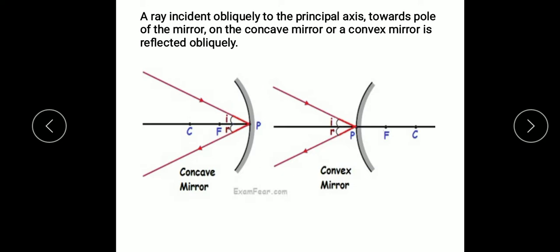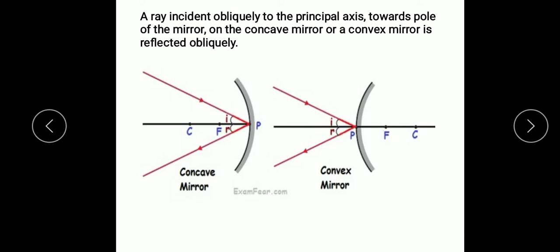Now the last and fourth rule is a ray incident obliquely at point P. A ray incident obliquely to the principal axis at point P in case of concave or convex mirror is reflected obliquely, and in case of both it follows the first law of reflection, that is angle of incidence is equal to angle of reflection.